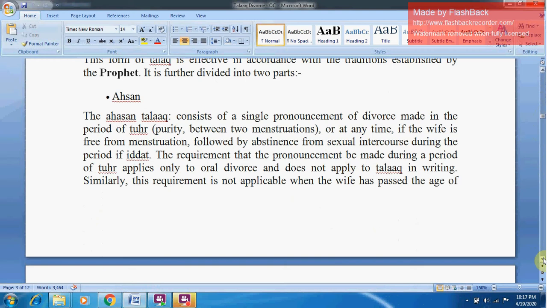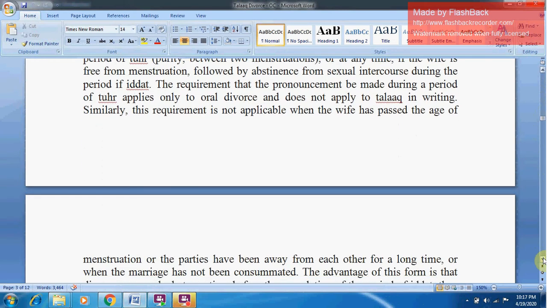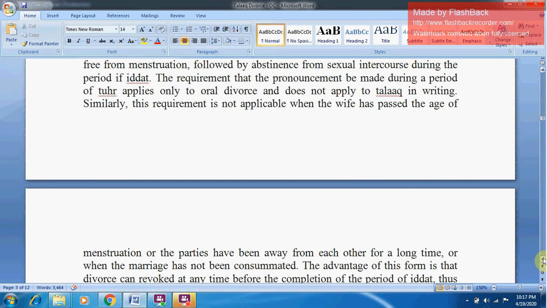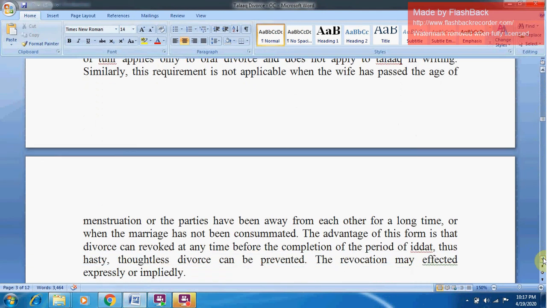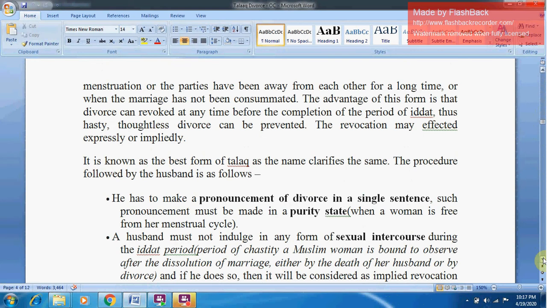Or at any time, if the wife is free from menstruation, followed by abstinence from sexual intercourse during the period of iddat. The requirement that the pronouncement be made during a period of tuhr applies only to oral divorce and does not apply to talaq in writing. Similarly, this requirement is not applicable when the wife has passed the age of menstruation or the parties have been away from each other for a long time, or when the marriage has not been consummated.